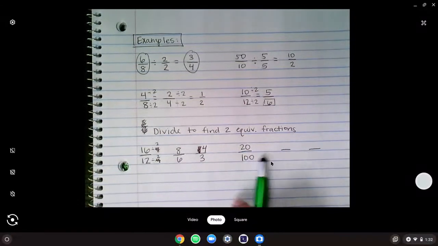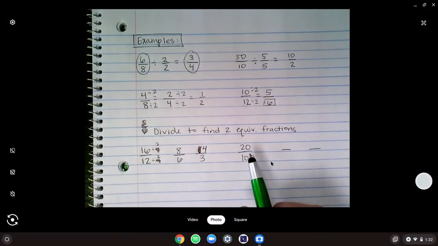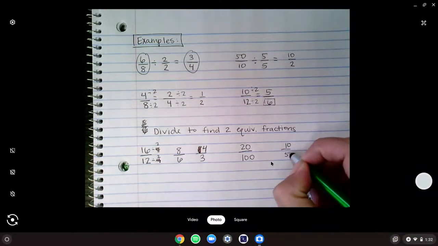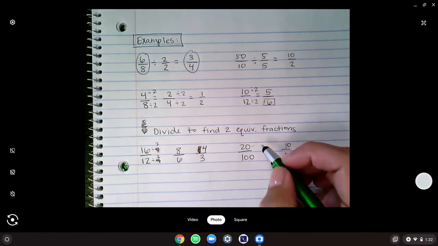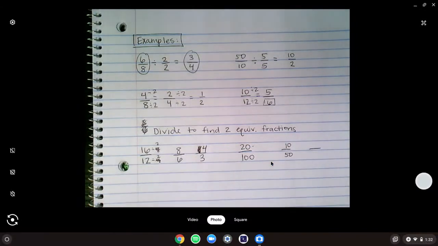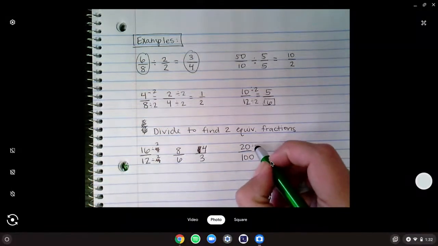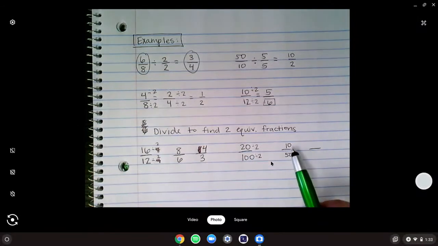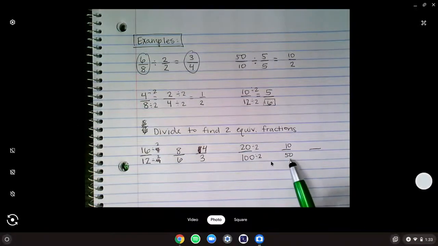Zane? Oh, I got 10/50ths for 1. 10/50ths. How did you get 10/50ths? I divided by 2. So if we divide both by 2, 20 divided by 2 is 10, and 100 divided by 2 is 50. That one works. Snaps for Zane. That's awesome. All right, walk me through how you got yours, Alicia. What else can we do?